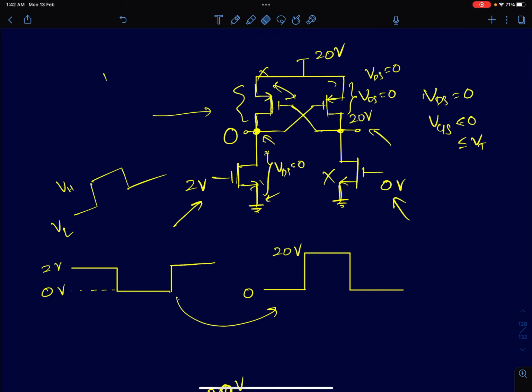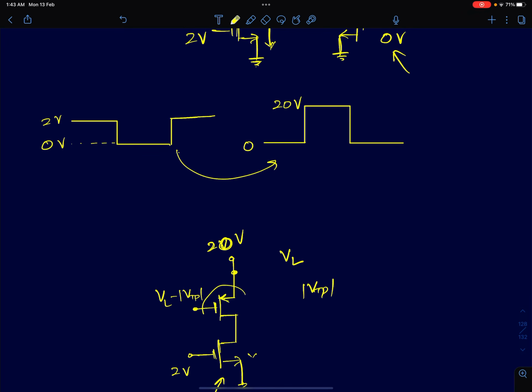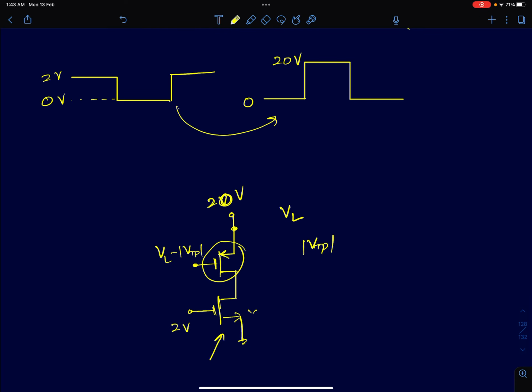Now, when I was talking about the discharging path, I said the cross-coupled latch has only the ability to pull up the node to VDD. Discharging is not controlled by the PMOS. Discharging is entirely controlled by NMOS. Now what I'll do is, when the NMOS is, let's say initially at 20 volts and discharging it, I'll just add a PMOS device in the discharging path and see what happens. Now I'm going to connect the gate of the PMOS at a voltage of VL minus mod VTP.